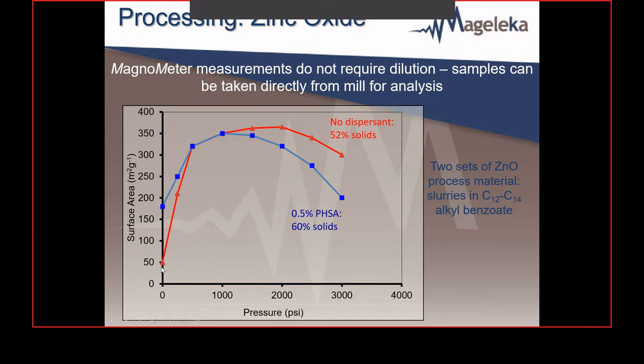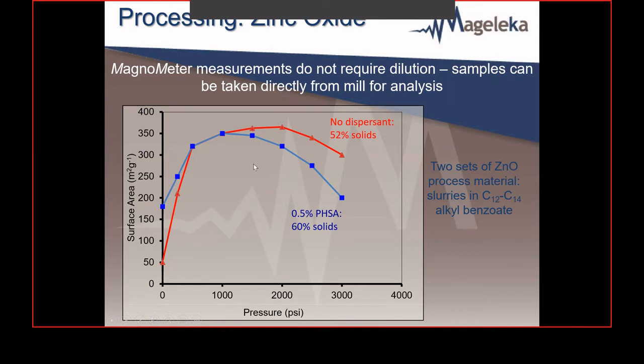The surface area is about 50 square meters per gram, and as you now mill it using a cavitation device at increasing pressures, you see it breaks it apart. The surface area goes up, levels off, and at about 2,000 PSI, over that, you're overmilling and you're getting aggregation. By the way, the measurements again were made at 52% solids with no sample prep. They were taken directly out of the mill and just put straight into the NMR tube.